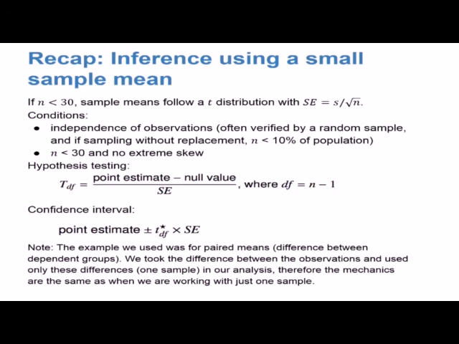It should be noted that the examples that we used were for paired means, or differences between dependent groups. We took the differences between the observations and used only these differences. We consider that to be our sample in our analysis. Therefore, the mechanics are the same as when we are working with just one sample.